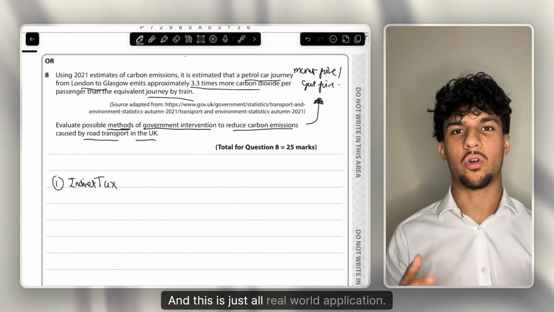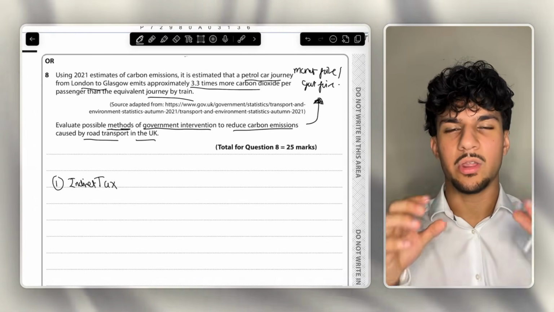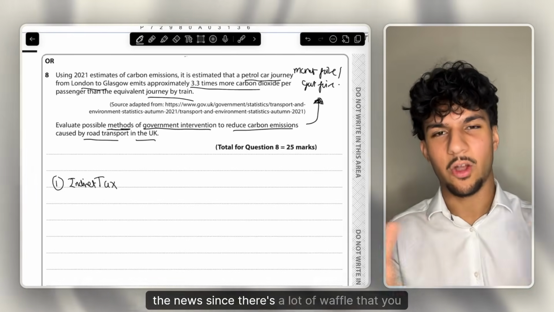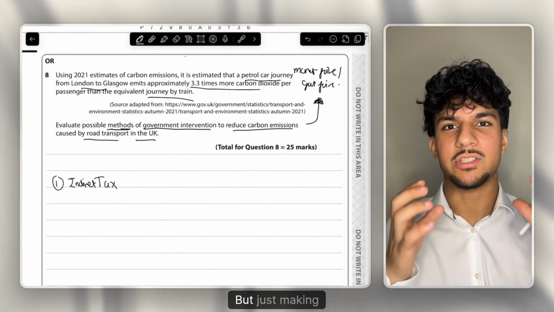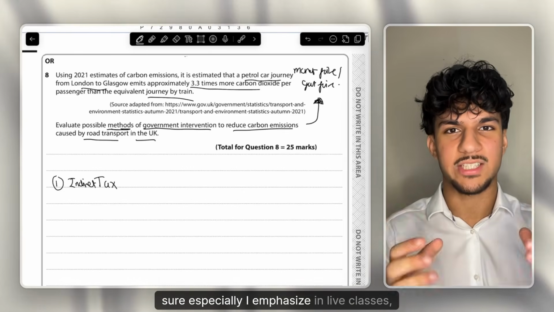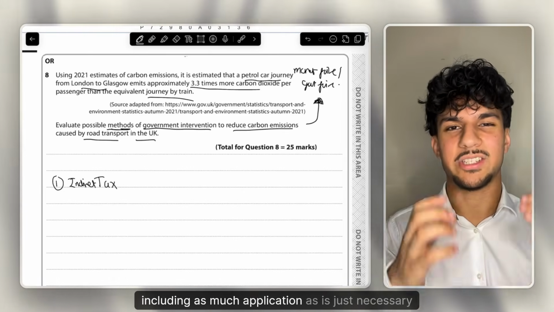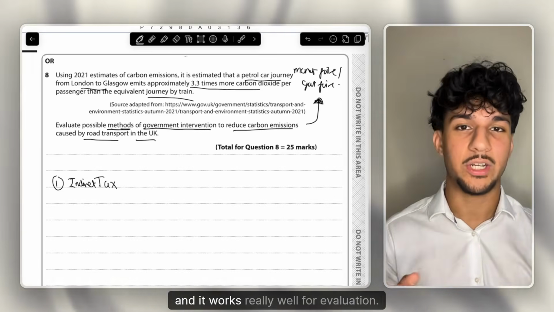And this is just all real world application. It's just like reading the news. I wouldn't particularly suggest students read the news, since there's a lot of waffle that you won't remember, but especially as I emphasize in live classes, make sure if your teacher's teaching, he's including as much application as is necessary, and it works really well for evaluation.